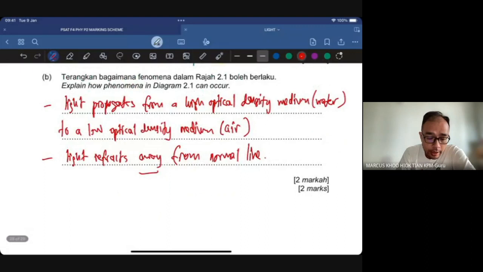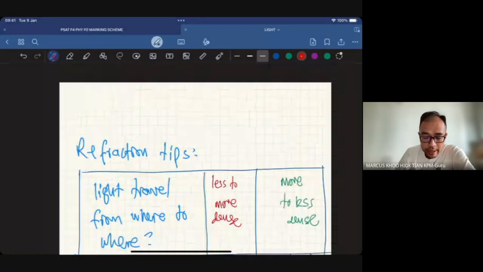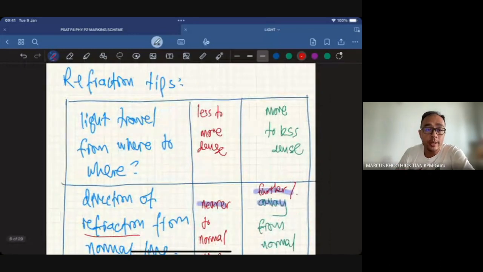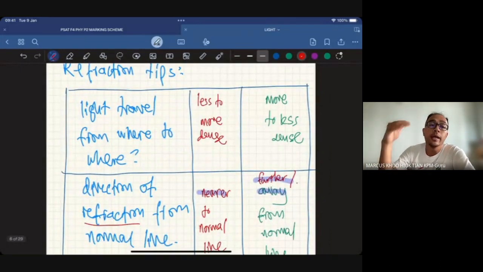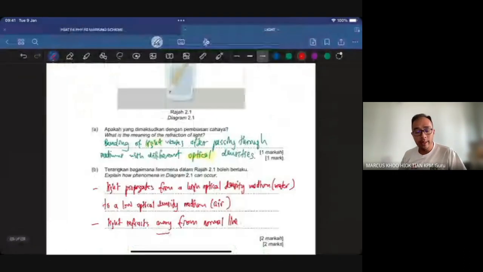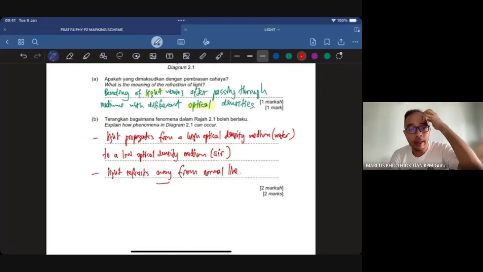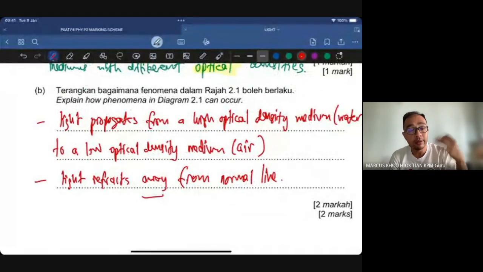Okay, remember the thing that I showed you just now, much earlier. When you want to discuss refraction, just talk about these 2 points. Light travels from where to where, and then the direction of refraction, whether it's away or towards the normal line. So we're still holding on to these tips right at the very end. Point number 1, light travels from where to where. Water is high density, and air is low optical density. And then after that, the light refracts away from the normal line. The 2 marks over there.